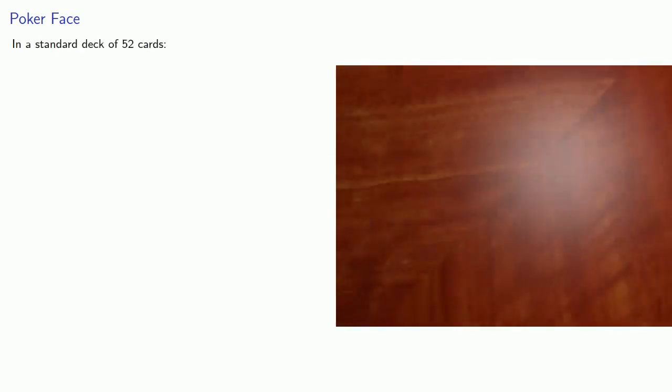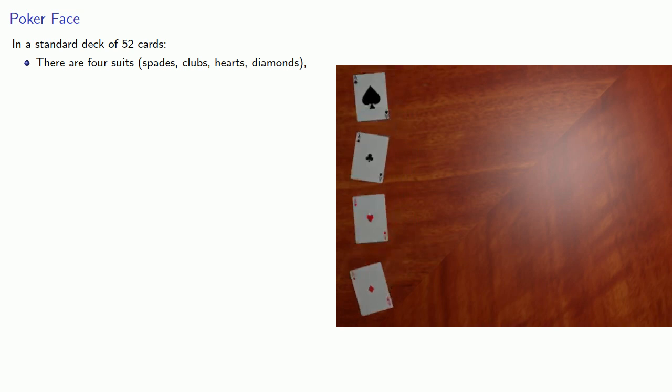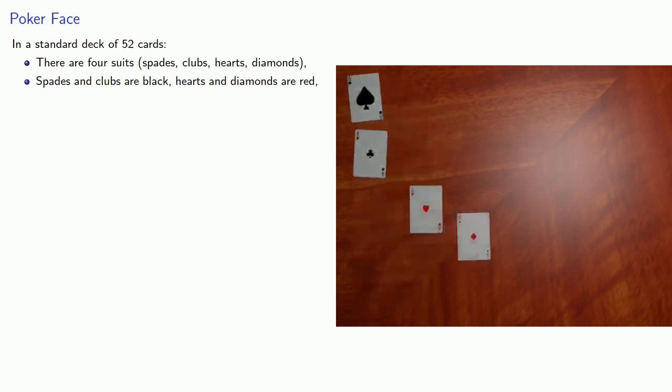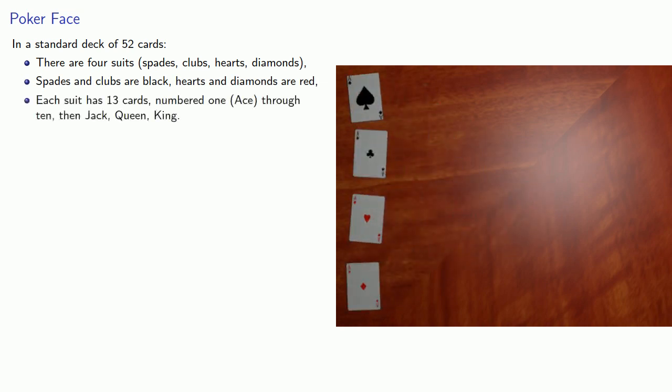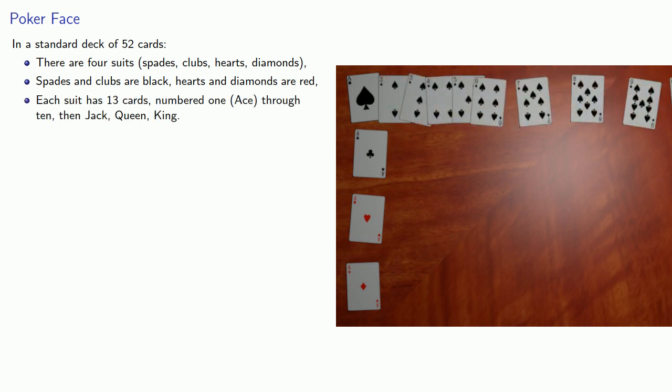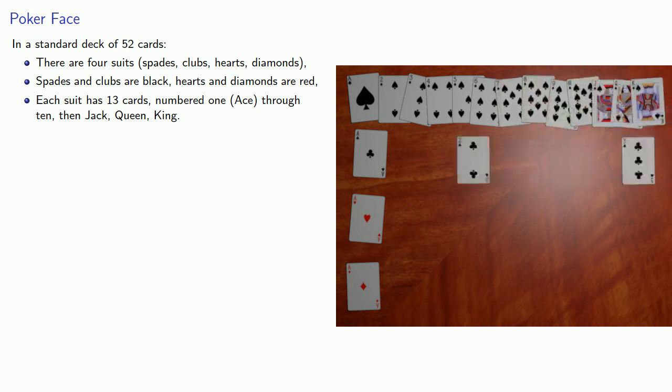So one common use of hypergeometric probabilities is in calculating the probabilities of poker hands. And this was great when everybody knew how to play the game of poker. But not everybody does, so here's a quick introduction, not to the game itself, but to the probability space we're talking about. In a standard deck of 52 cards, there are four suits: spades, clubs, hearts, and diamonds. Spades and clubs are black, hearts and diamonds are red, and each suit has 13 cards, which we can think about as being numbered 1, which is the ace, through 10, and then jack, queen, king.